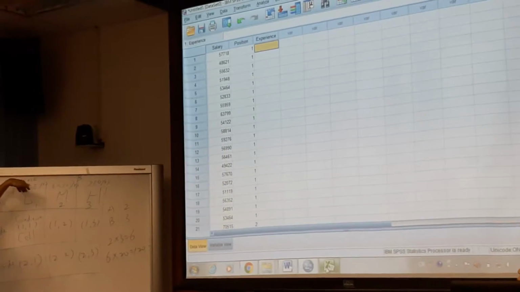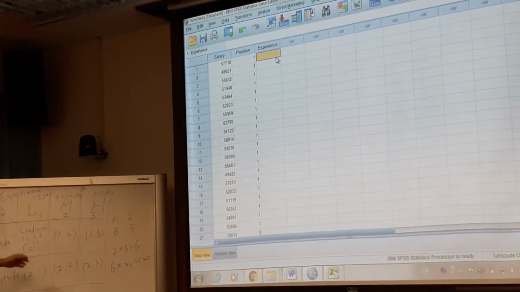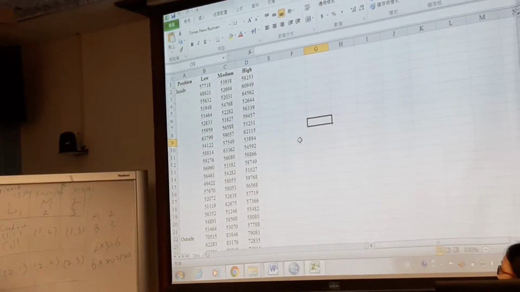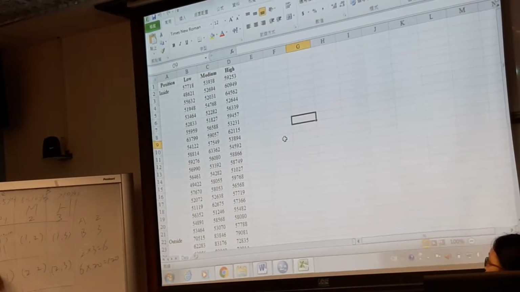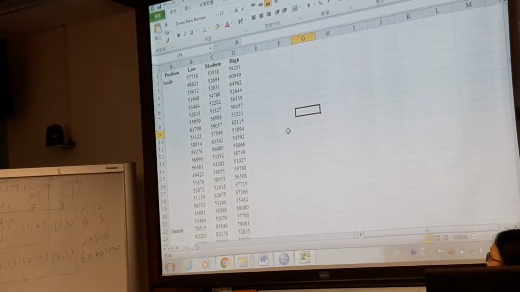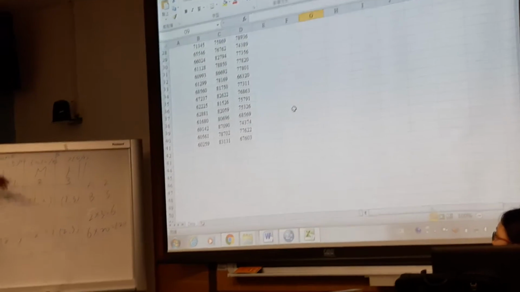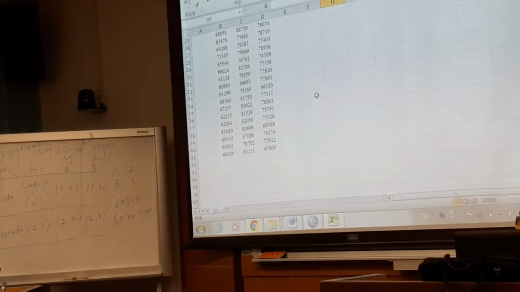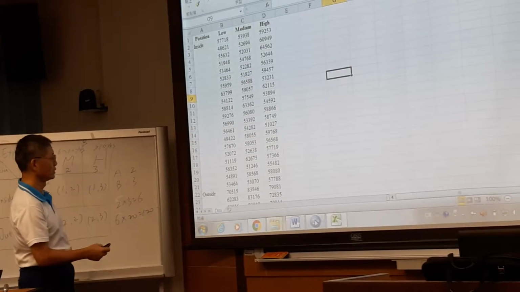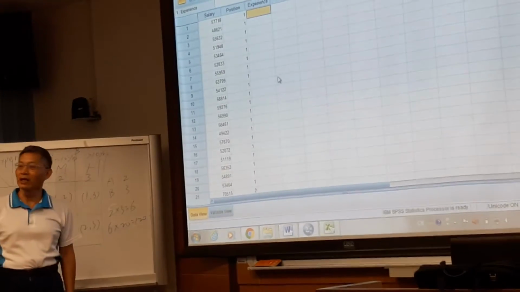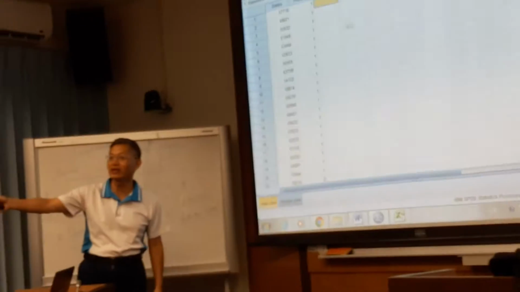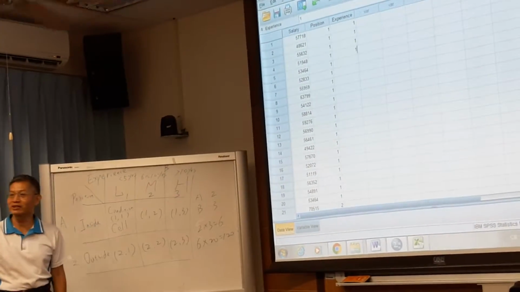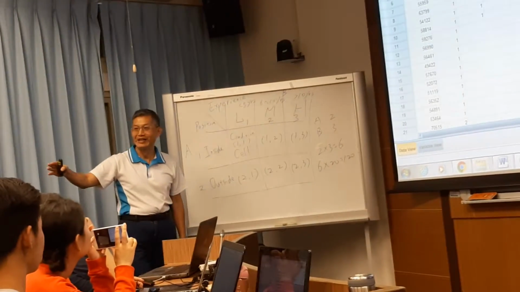Then come here, the position and the experience. So go to the Excel. The first column is 1. How many 1s? 60. And 40. If you don't understand, don't ask me, ask your classmate. That's when you are not qualified to sit in this class. You cannot pass high school maths.